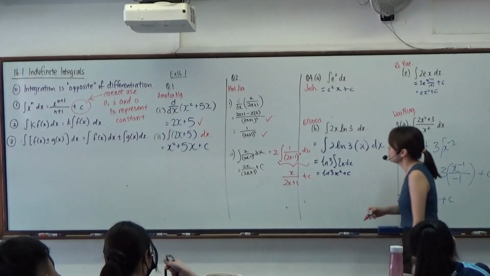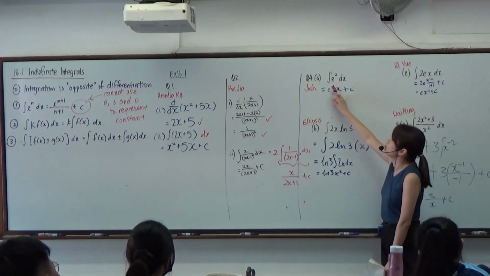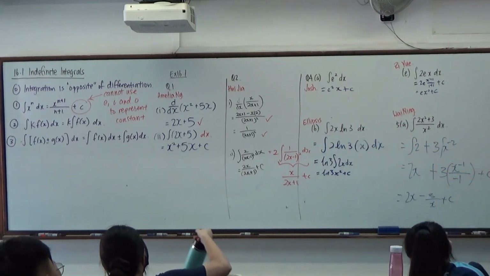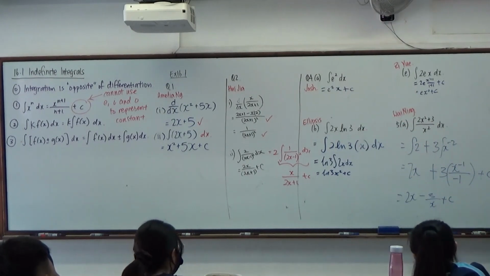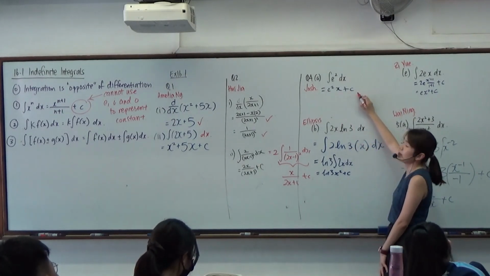Then question 4, I think some of you had that problem when you were doing it at first. So I hope you recognize that e squared is a constant number. It is no different from numbers like 2, 3, 4, 5. So it will be just e squared with an x, followed by plus c.